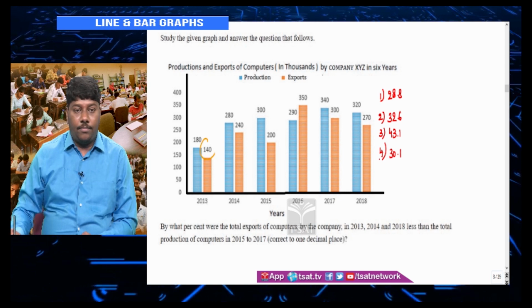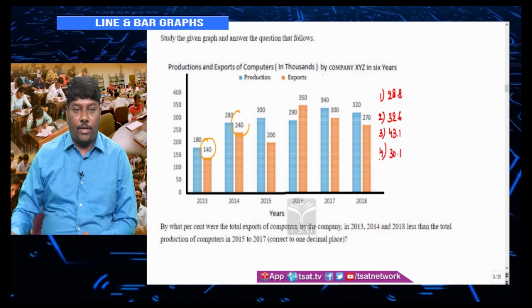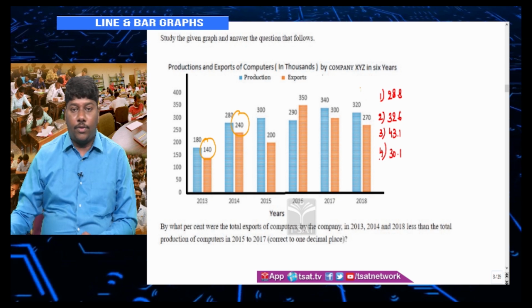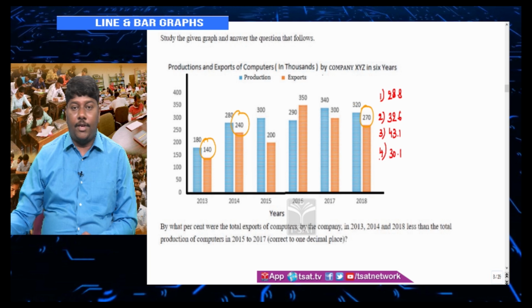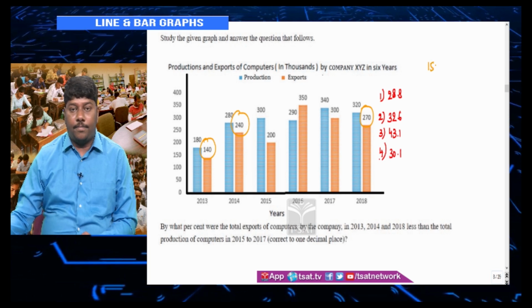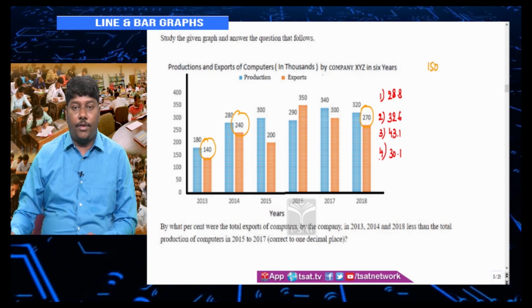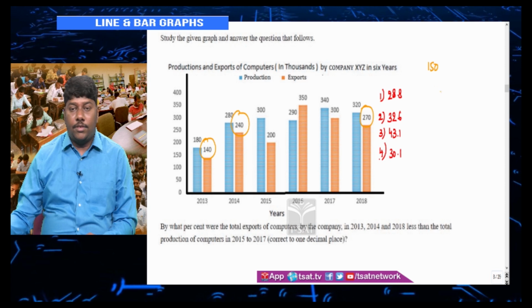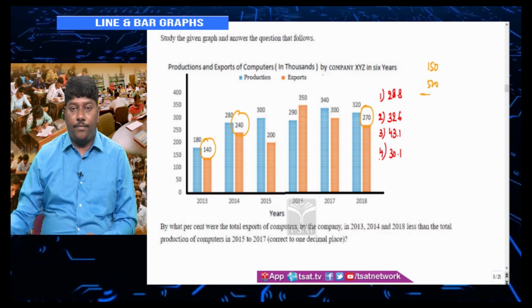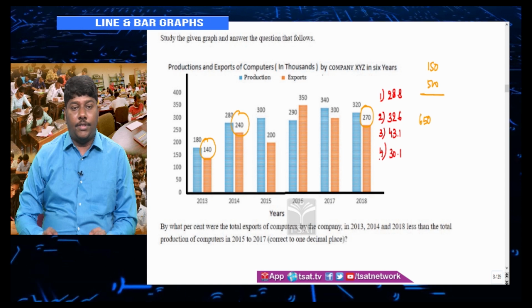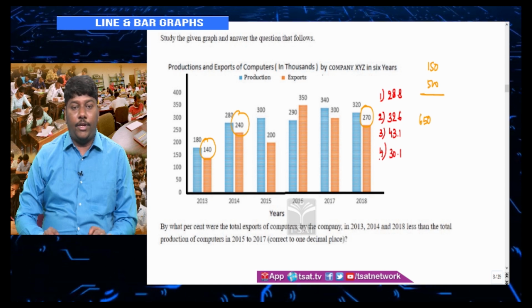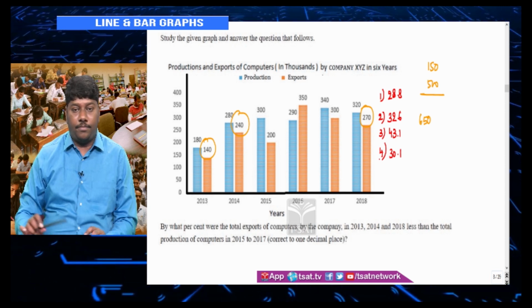13 is 140, 14 is 240, then 18 is 270. So I would say 40 plus 40, 80 plus 70, 150, keep it aside. After that 100 plus 200, 300, 300 plus 200, 500. So 500 plus 150, it is 650. That is less than the total production of computers in 2015 to 2017.